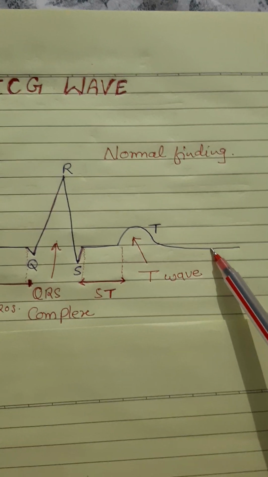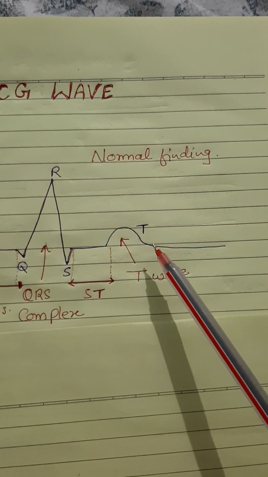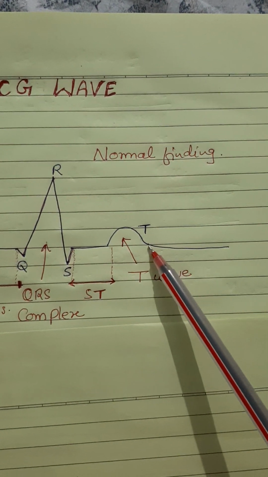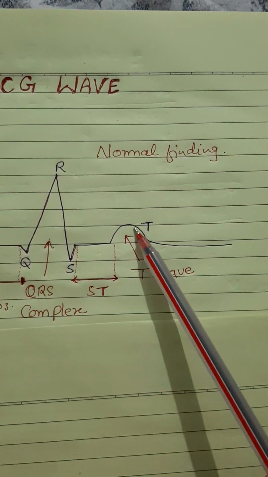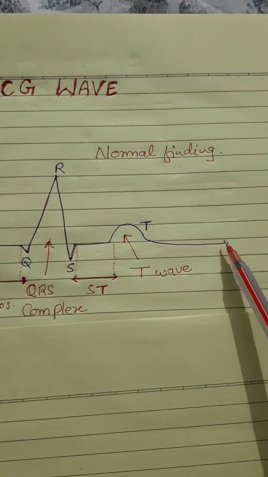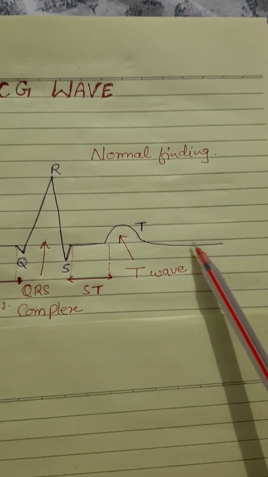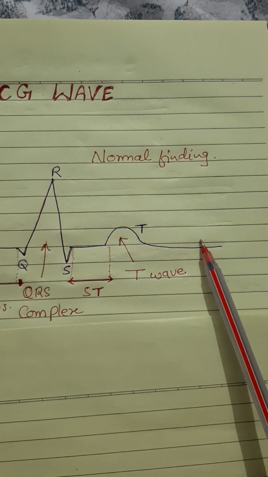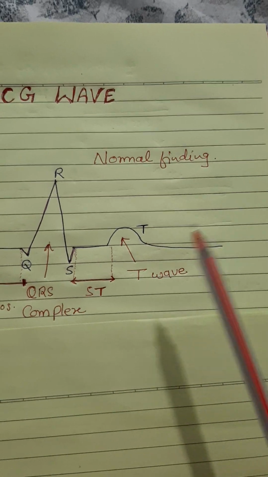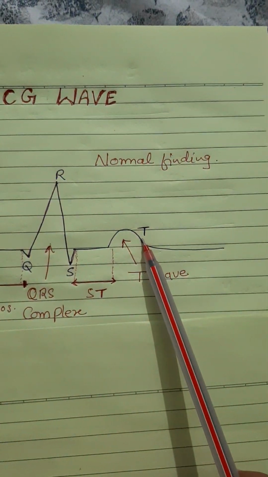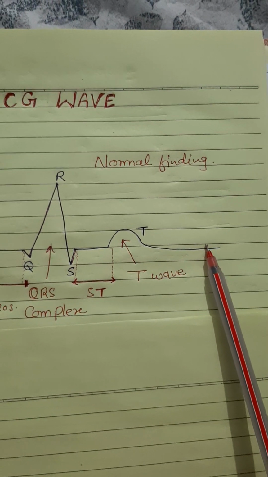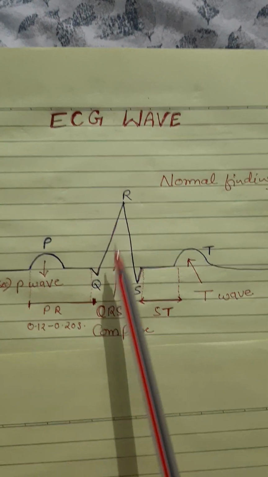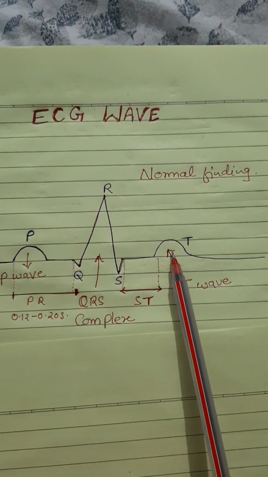After the T wave there is no other wave. As we can see here, after the T wave there is no other wave in the normal ECG finding. If you see any wave after the T wave, that may be a U wave, and the presence of a U wave is not a normal finding. It may indicate an abnormal finding or some pathological condition. So the normal waves are the P wave, the QRS complex, and the T wave.